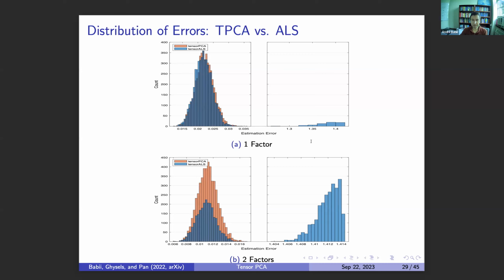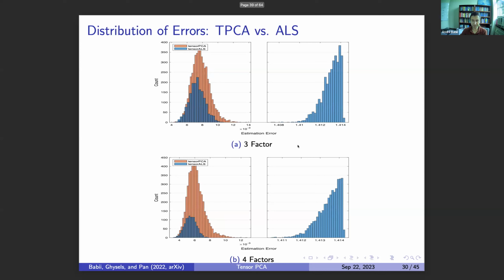And this problem becomes more and more severe if we have more factors. So with 2 factors, we have this larger concentration of errors, a larger part in the distribution. So we get these large errors. With 3 factors, we fail to find the right factors and loadings even more frequently with the ALS. With 4 factors, even more.